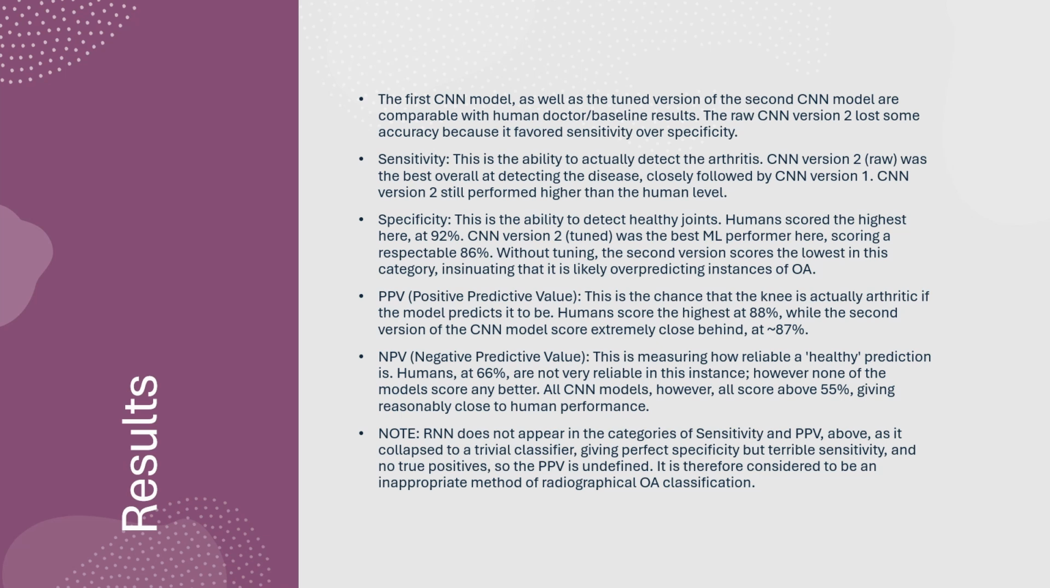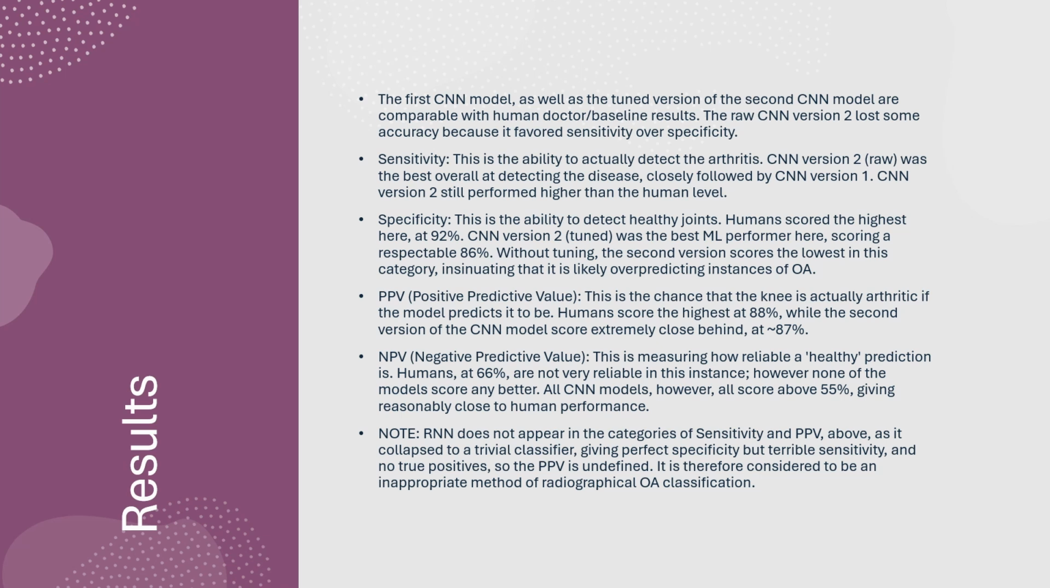Specificity is the ability to detect healthy joints, and humans scored the highest here at 92%. While the machine learning models did not perform quite as well, the tuned CNN version 2 was very close. It scored a respectable 86%. Without tuning, however, the second convolutional neural network scored the lowest in this category. That shows that without tuning, it's likely over-predicting instances of OA.